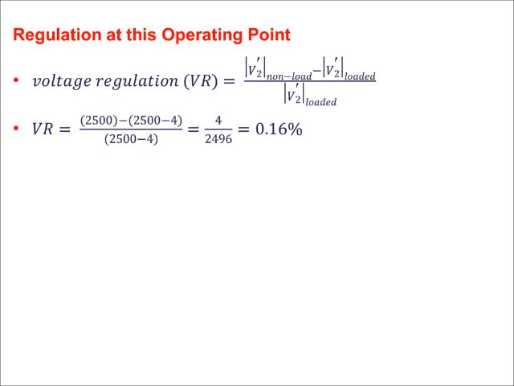So 4 divided by 2496 is 0.16%. That means if you apply a voltage on the high voltage side and load your transformer at 80% of its capacity, you only lose 0.16% of the voltage applied on the high voltage side. So again, that's an indication of low internal losses in your copper. This transformer does not give you a lot of voltage loss, but the efficiency is not very good. So you have to be careful when you discuss loss.